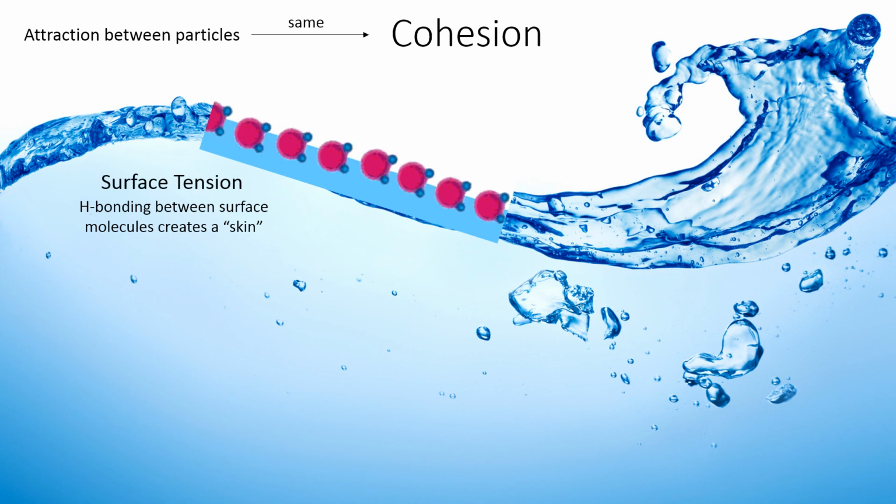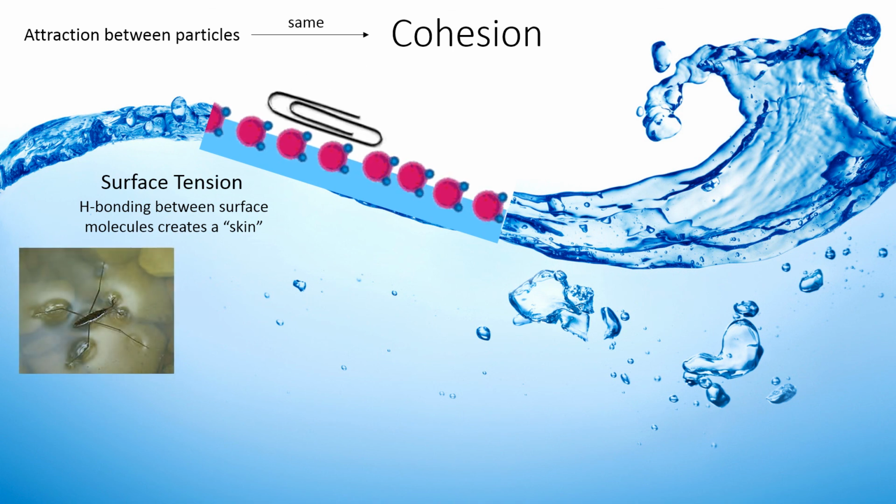And in the case of water, that surface tension can be strong enough that it can support the weight of a very carefully placed paperclip, which is certainly more dense than the water and should certainly sink. It's also the force that holds up water striders like this.